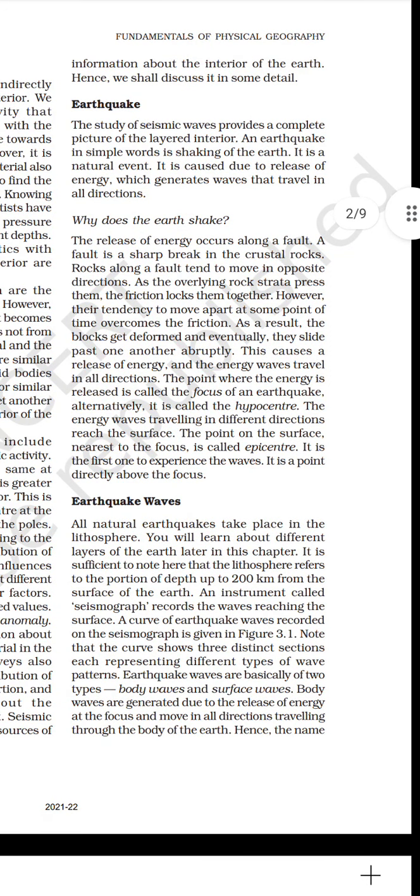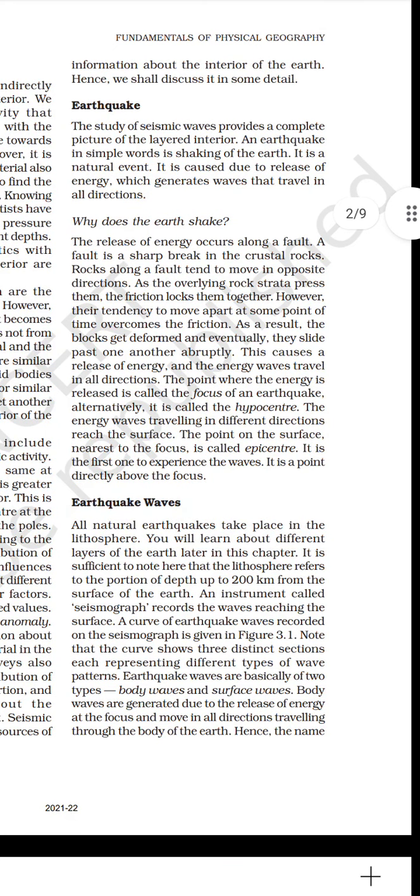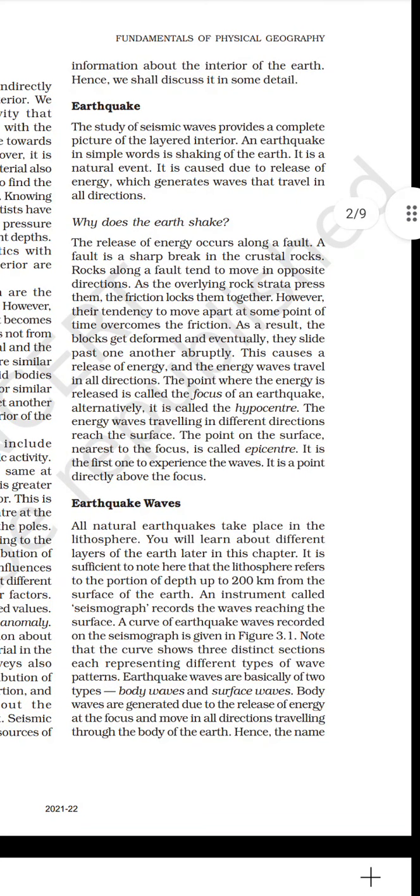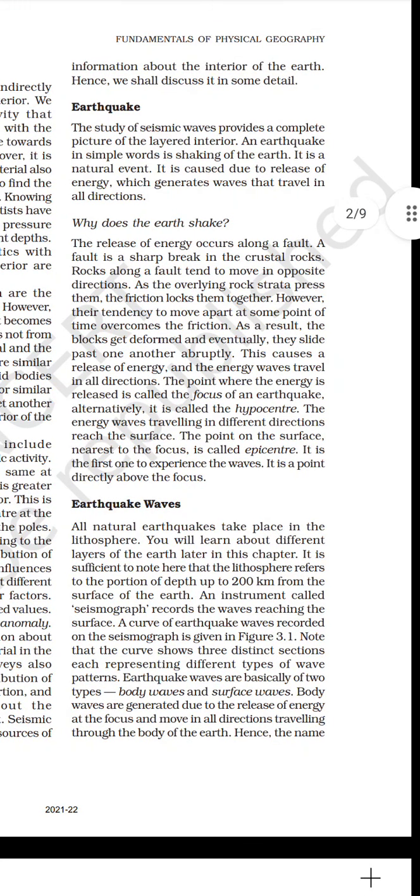Earthquake. The study of seismic waves provides a complete picture of the layered interior. An earthquake, in simple words, is shaking of the earth. It is a natural event. It is caused due to release of energy, which generates waves that travel in all directions. Why does the earth shake?